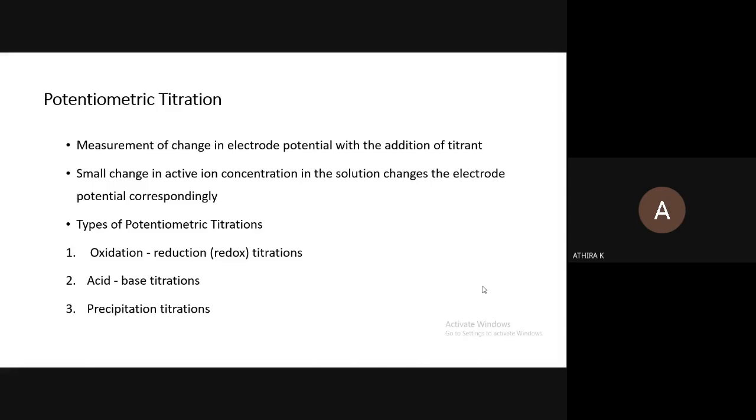This is how we can represent an electrode reaction. And we can write the respective Nernst equation for that electrode reaction. You have already written that equation. And from that equation, it is clear that the potential of an electrode in a cell depends on the concentration of the ion to which it is reversible.